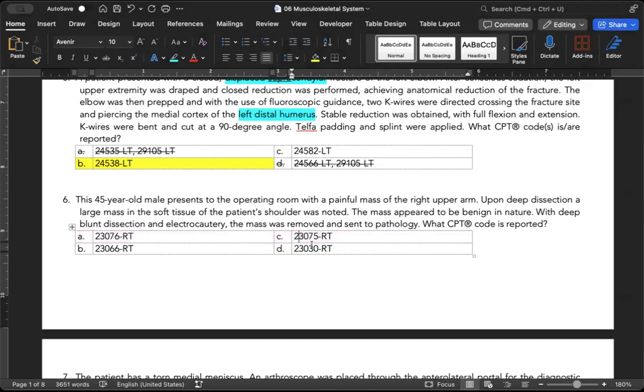So for this, we know we are removing a mass, right, which is also known as a tumor. So your mass was removed. We are in the shoulder area, right? So that part is correct. Now, do we know if it was in the subcutaneous or the subfascial area?